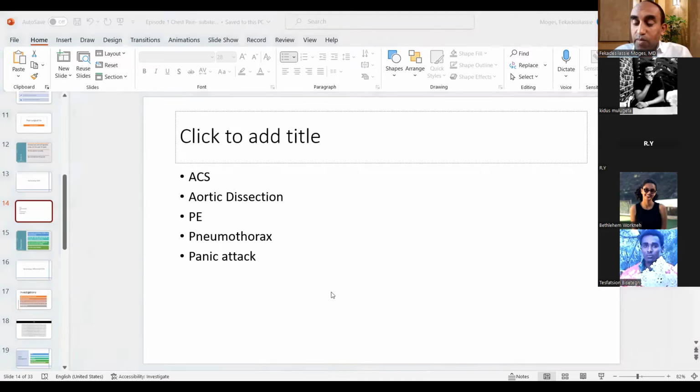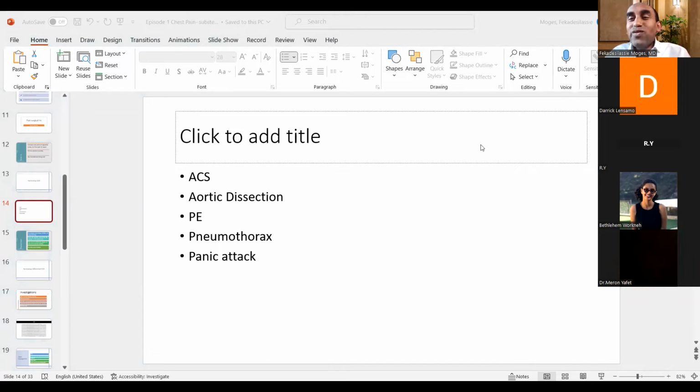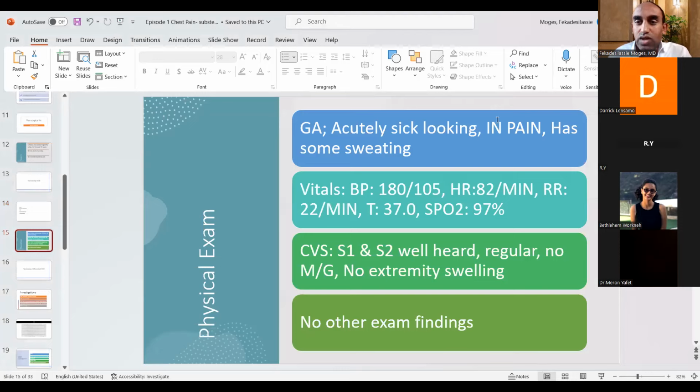Your approach should be stepwise. Vitals first, Dr. Meron, you missed. General appearance, I should say general appearance. So you start from the general appearance, right? That's very important. This guy is in pain, so there is a lot of information you can get by looking at the general appearance of this patient. Excellent. So I will tell you the patient is acutely sick looking, in pain. He's sweating, and he has some sweat on his face.